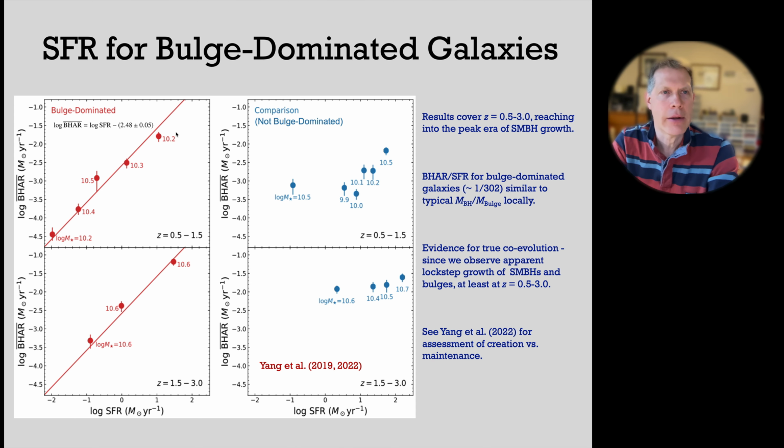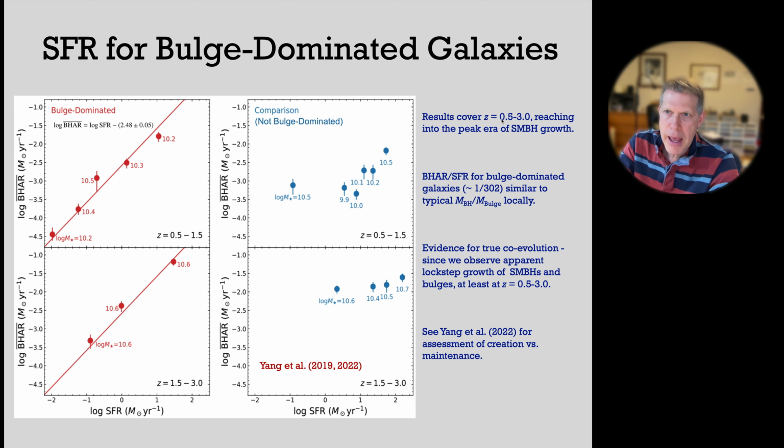Okay, and indeed, then, when we look at bulge-dominated systems in the distant universe at redshifts of 0.5 to 1.5 and 1.5 to 3, we find that there is a notable correlation between this long-term average black hole growth that we measure from the X-ray data with the star formation rate, which again is effectively the bulge star formation rate for bulge-dominated systems. For comparison, if you look at non-bulge dominated systems, there may be a bit of a correlation there, but it's much weaker, likely because there are non-bulge components present in these systems that are messing up your measurements of star formation rate.